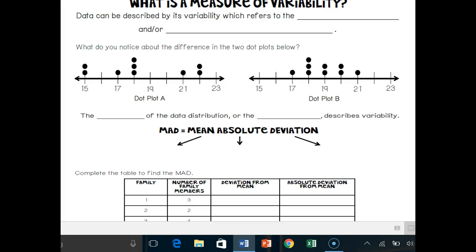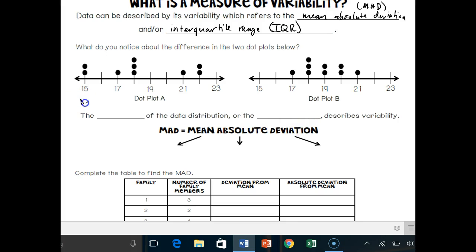So data can be described by its variability, which refers to the mean absolute deviation, sometimes referred to as MAD, M-A-D, and/or the interquartile range, sometimes referred to as the IQR. These two phrases can help us talk about variability. So what do you notice about the difference in the two dot plots below? Dot plot A right here and dot plot B.